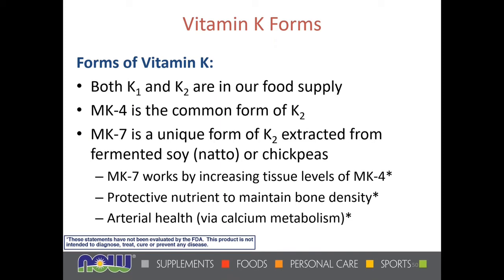But MK4 is your common form of vitamin K2. There's another form called MK7 that's extracted traditionally from fermented soy, a food called natto, but also can be in fermented chickpeas or garbanzo beans. It works by increasing tissue levels of MK4, and it helps with protecting to maintain the bone density and getting calcium out of the arteries and into the tissues where it belongs.